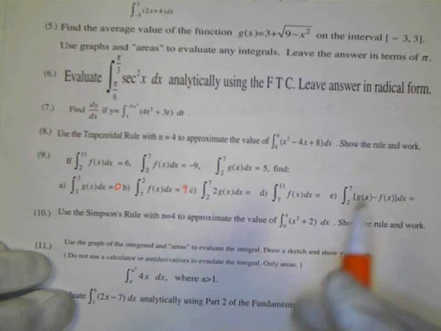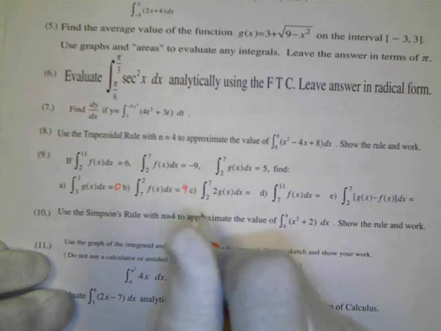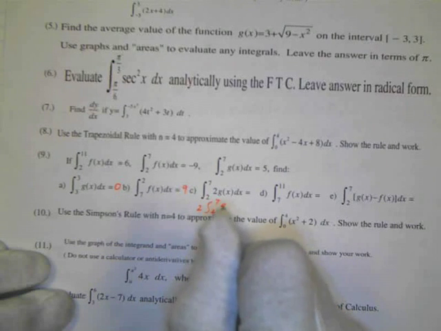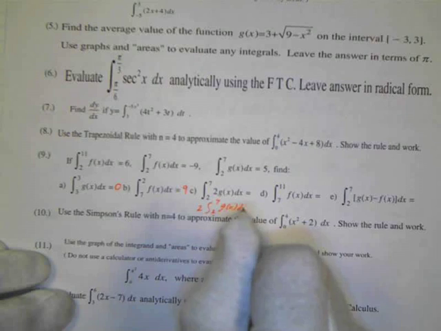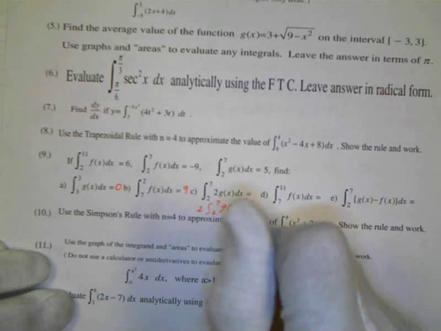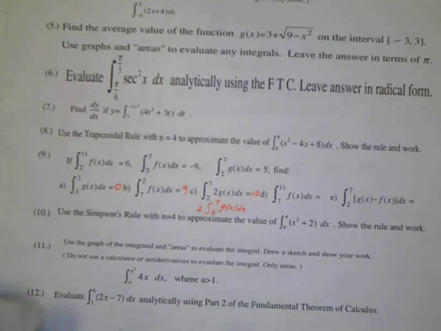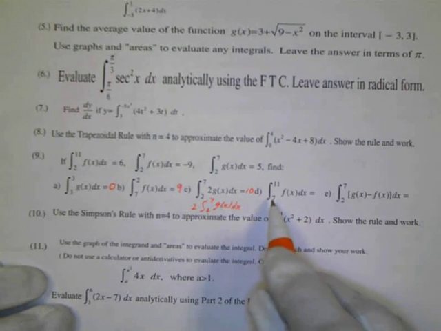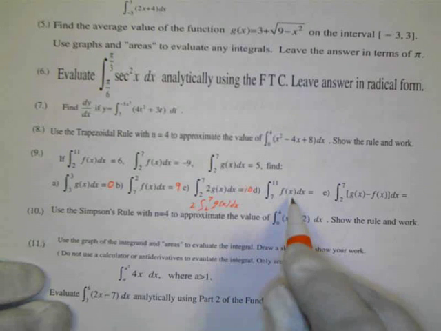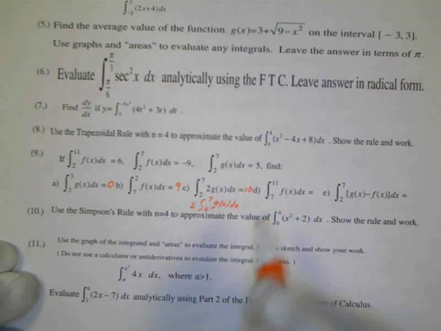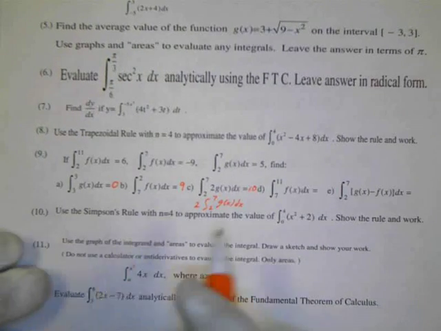2 times g of x, well, I can just take this 2 out, and I can just say that's 2 times the integral from 2 to 7 of g of x dx. And I know that this integral is 5, so that's just going to be 2 times 5, or 10. Letter D, the integral from 7 to 11 of f of x. Now, this is a little trickier. All right.